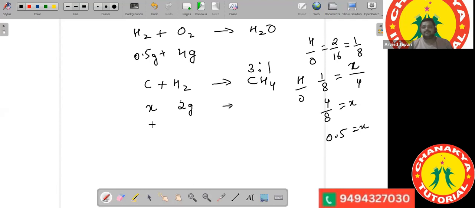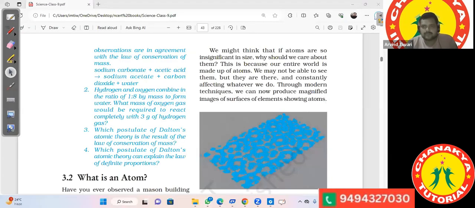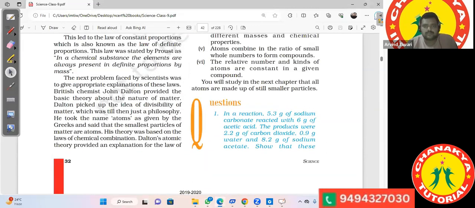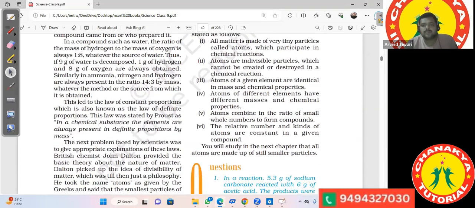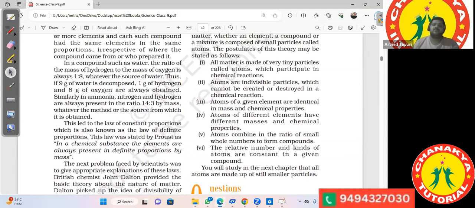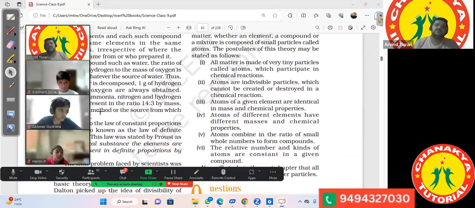Now let's see Dalton's atomic theory. So here we have the postulates of Dalton's atomic theory. We will see each point.